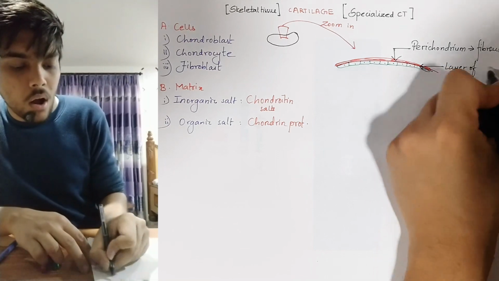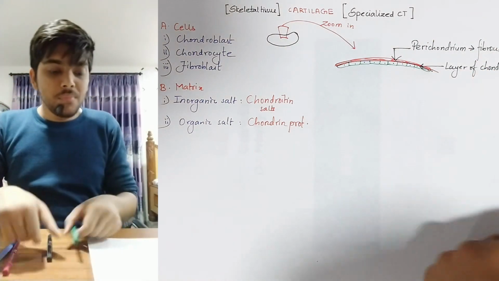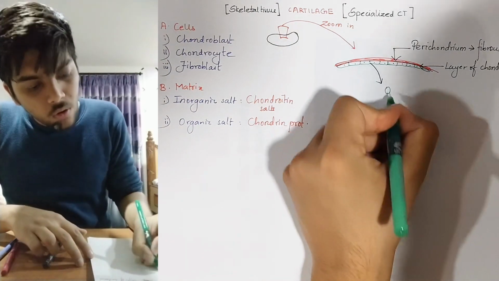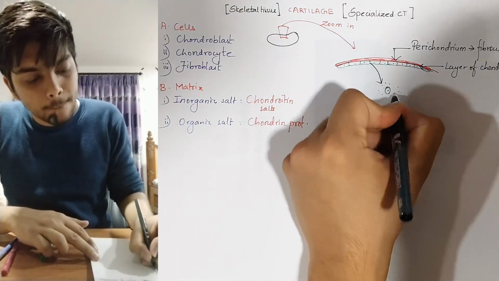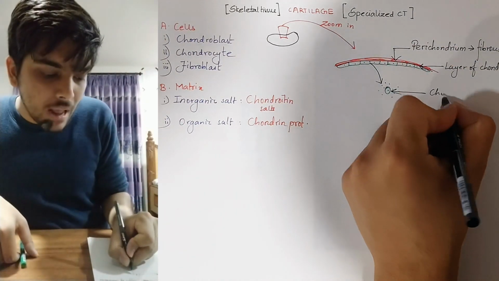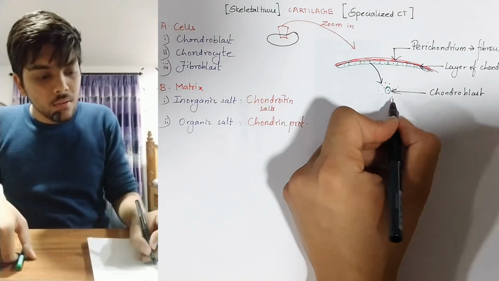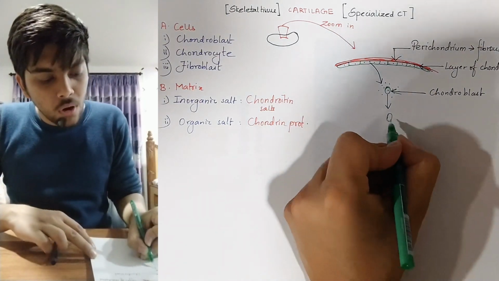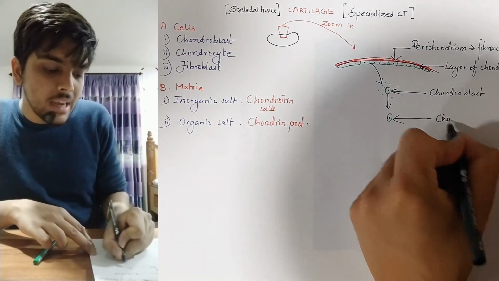So a layer of chondroblast cells. From this chondroblast cell layer, a chondroblast comes out and secretes matrix around it. This right here is your chondroblast. This chondroblast secretes matrix around it. And then, after secreting matrix around it, the chondroblast no longer is known as chondroblast. It is known as chondrocyte, or the cartilage cell.